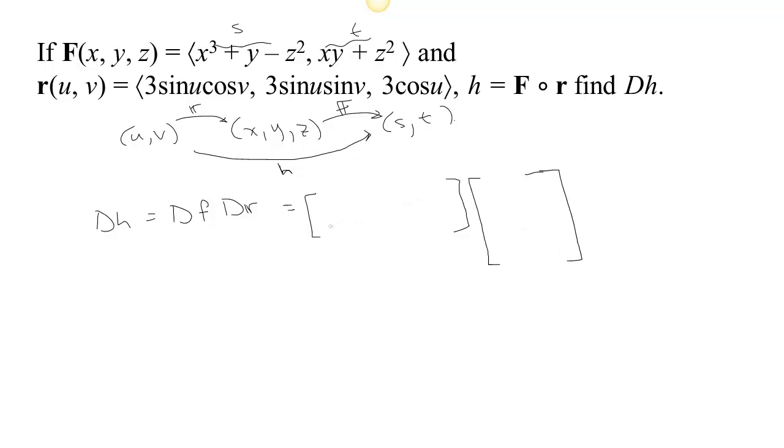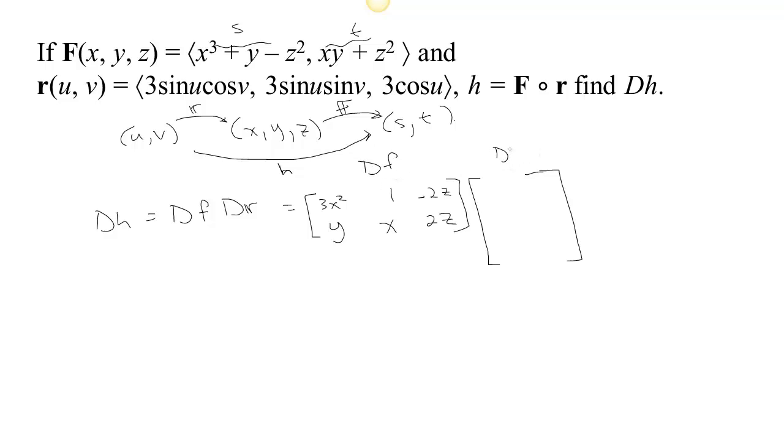And let's put in the entries here. So for f, we have the partials. Let's see, the partial of s with respect to x would be 3x squared. And the partial of s with respect to y is 1. And the partial of s with respect to z is minus 2z. And then the partial of t with respect to x is y. And the partial of t with respect to y is x. And the partial of t with respect to z is positive 2z. So there is the total derivative of f.